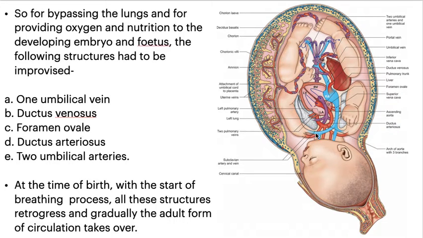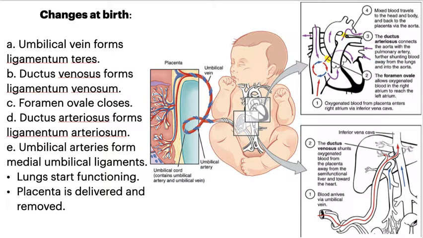So, for bypassing the lungs and for providing oxygen and nutrition to the developing embryo and the fetus, the following structures have to be improvised: one umbilical vein, ductus venosus, foramen ovale, ductus arteriosus, and the two umbilical arteries. At the time of birth, with the start of the breathing process, all these structures retrogress and gradually the adult form of circulation takes place.